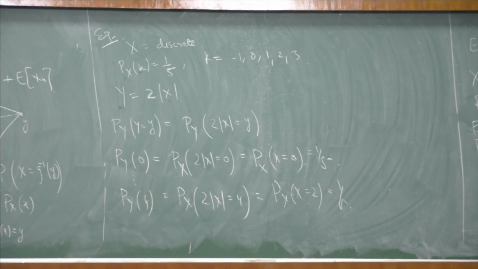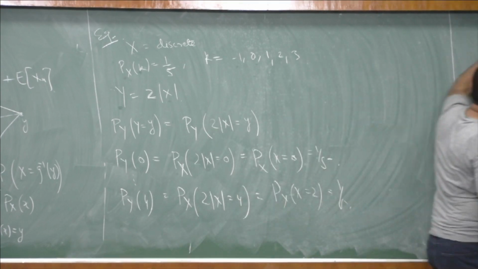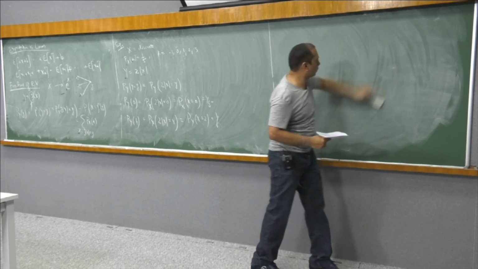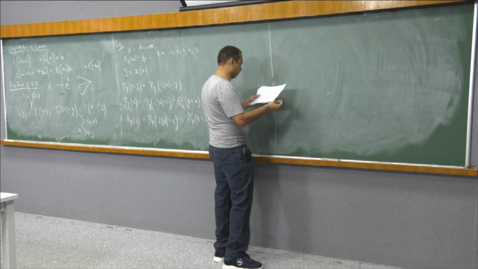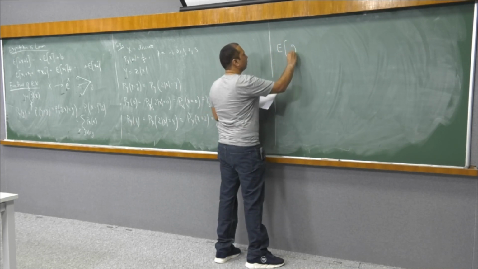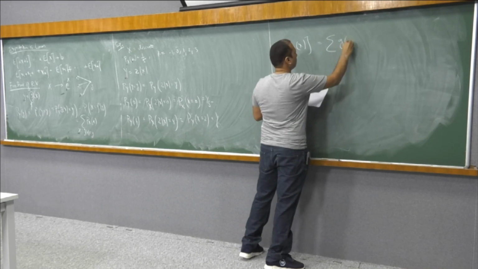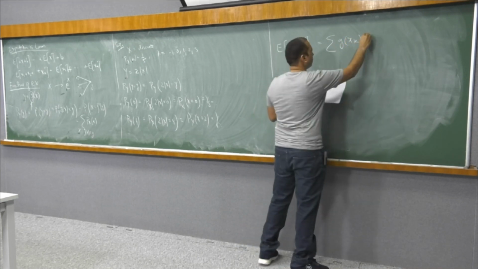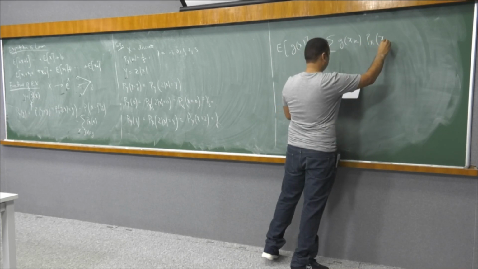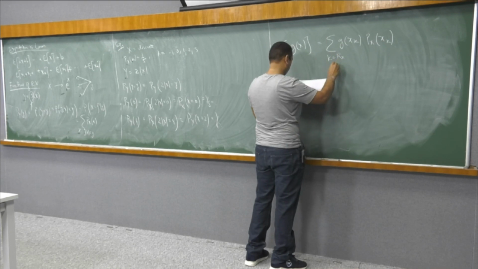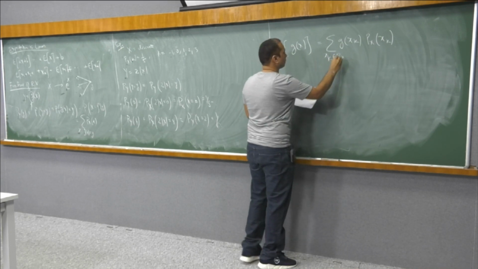So that way you can list all this and find the PMF of the function of a random variable. And what I was saying is that the expectation of a function of a random variable is pretty straightforward. You don't even have to look for the inverse. So the expectation of g of X is given by the sum of g of x_k, so you evaluate g on x_k and then multiply by the PMF values of x_k, where x_k is in R_X.